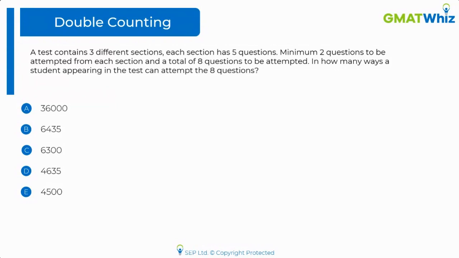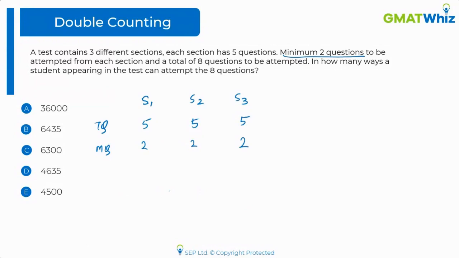So that is something we have to keep in mind. Let's take this case. Let's solve this question. What we know is there are three different sections in the test: section 1, section 2, section 3. Total number of questions in each section is 5. So a total of 15 questions are there. And what we also know is a minimum of 2 questions need to be attempted from each section. So that is what you are supposed to do.